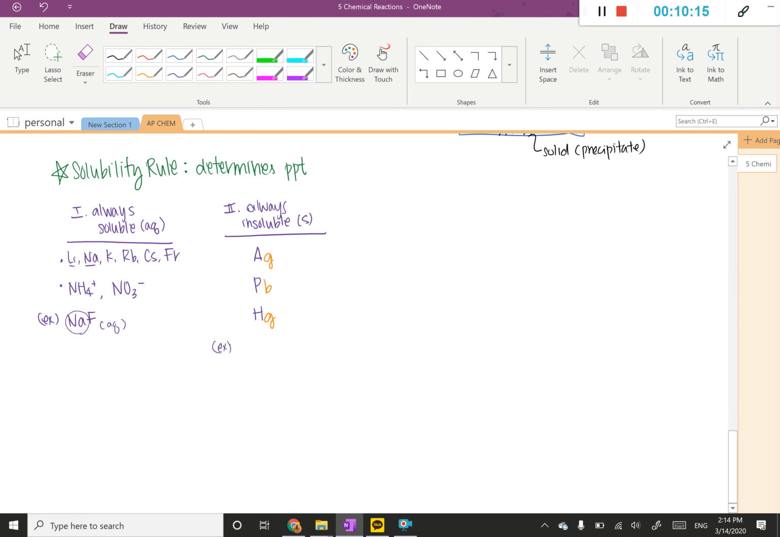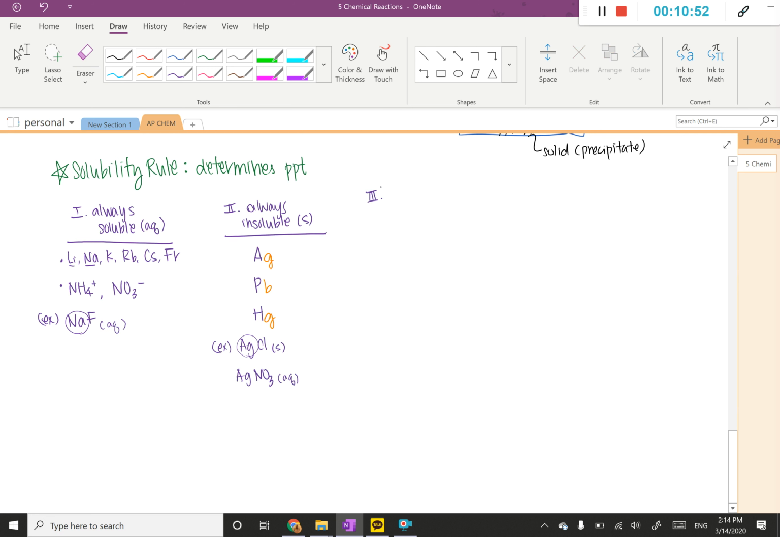Okay, so here's an example. AgCl. Okay, so again, if you look, silver is part of rule number 2, and therefore it's always going to be a precipitate, a solid. However, if any one of these AP history elements pairs up with any one of these rule number 1 elements, like nitrate, they are always going to be aqueous. Rule number 1 takes priority over rule number 2. Okay? Cool.